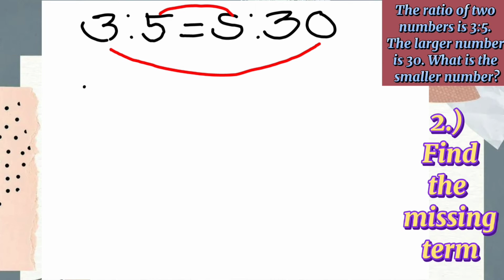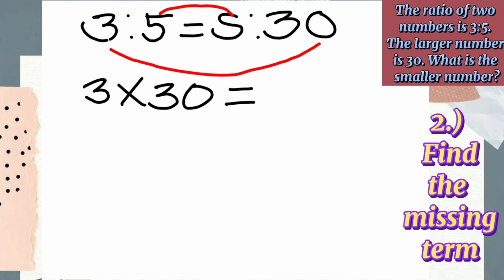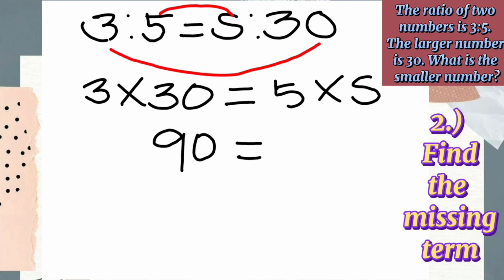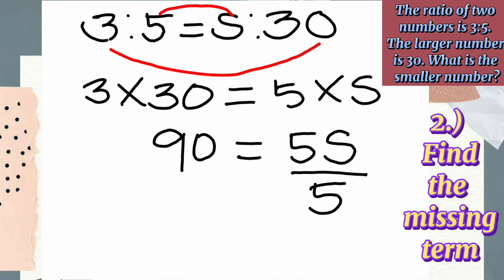So let's multiply 3 times 30 equals 5 times S. 3 times 30, that is 90, equals 5 times S equals 5S. Para makuha natin ang value ng S, i-divide natin si 5S kay 5 at ganun din naman si 90 kay 5. We have 5S divided by 5, i-cancel na natin si 5. Then 90 divided by 5, let's have a scratch.